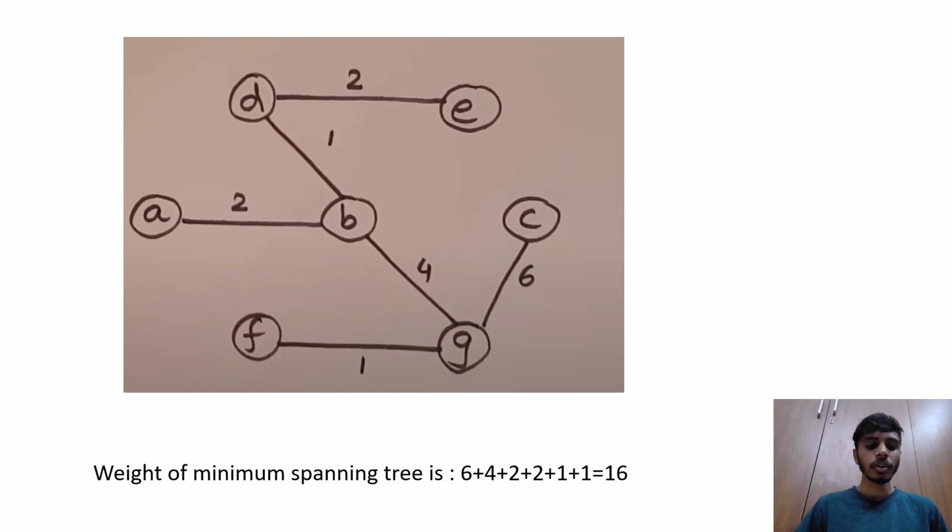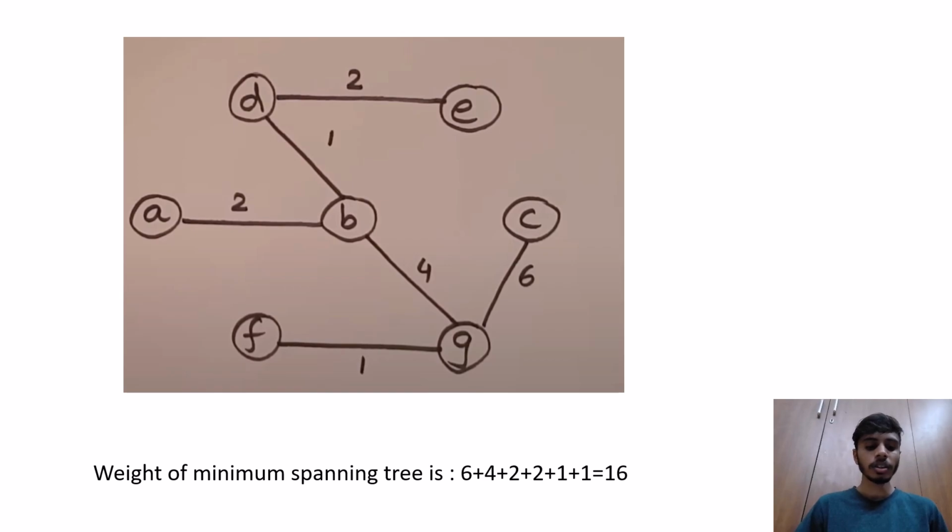Now we have connected all the vertices in our minimum spanning tree. Now we can stop. So what is the weight of this minimum spanning tree? We have 6 plus 4 plus 2 plus 2 plus 1 plus 1, which gives a weight of 16. So this is how you perform Kruskal's algorithm to find the minimum spanning tree.